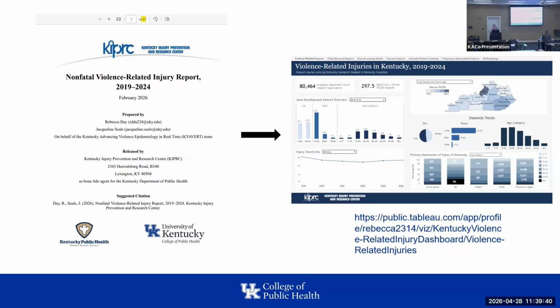The second question is, how do you plan on disseminating the data? Who's the target audience for the data dashboard? Thank you. Yes, we are still trying to find our target audience. KIPRC received a grant a few years ago, the Advancing Violence Epidemiology grant, and we're still trying to find the right programs that would find this helpful, because we realize not every health department specifically has an ally for this data, but we're trying to reach out and grow our partners.